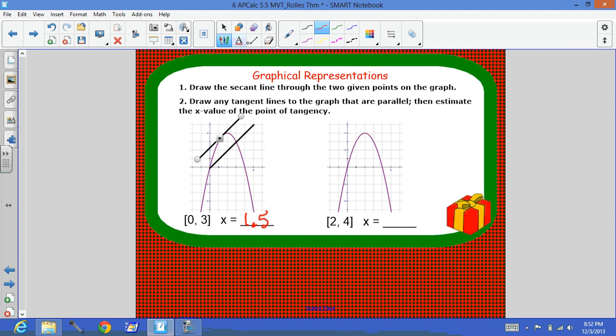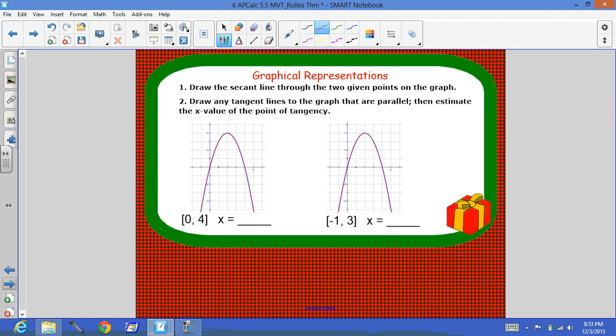Okay, on the next one, I want to connect 2 and 4. So at 2, I am right here, and at 4, I'm going through the x-axis. So I've got a nice little line like that. Slightly off. And I want to clone it. It looks like that happens, although I've got it just a little bit off, at x equals 3. So that's what we're looking at on these. That's what we want to be able to do, is to draw those secant lines and get them parallel to our tangent lines.